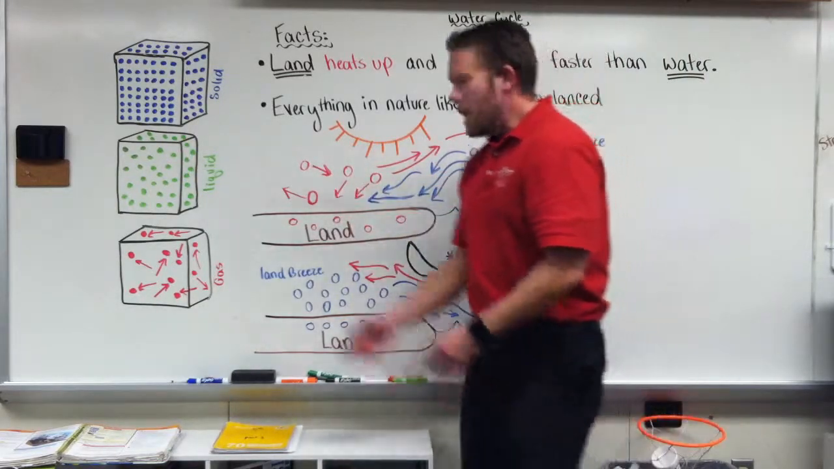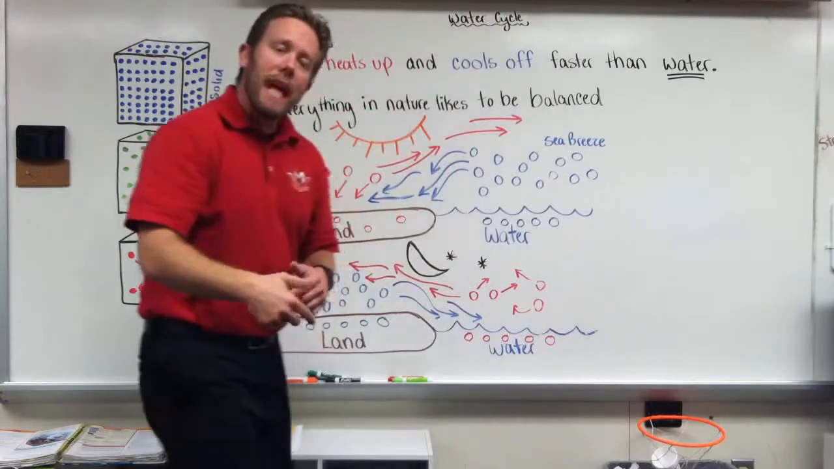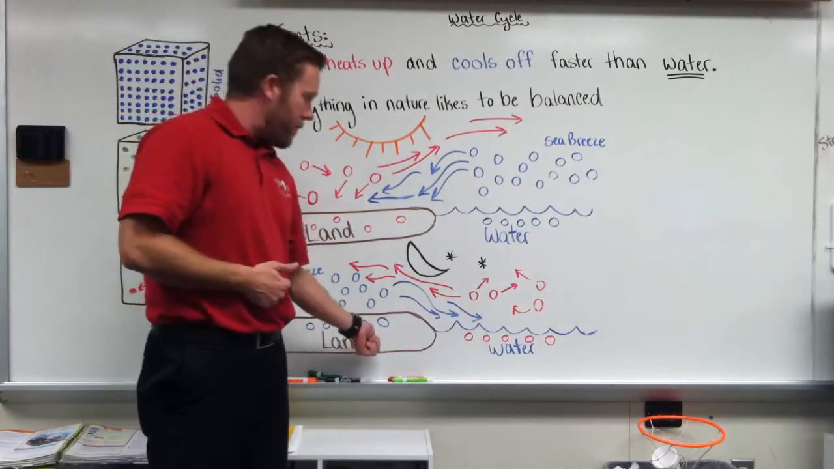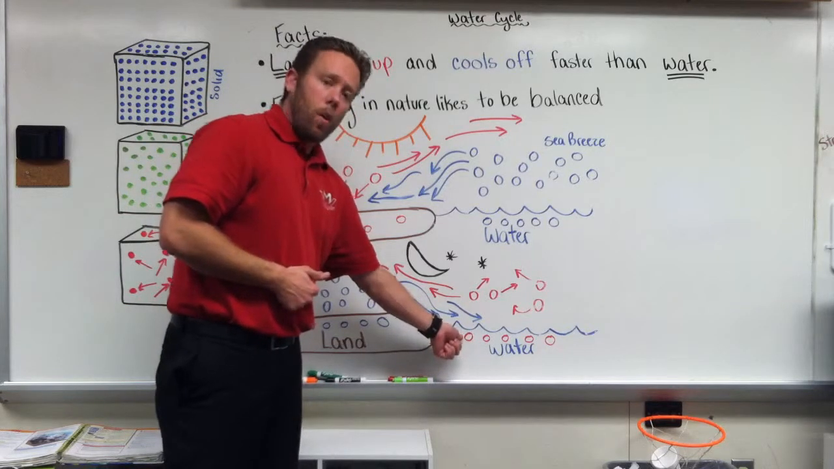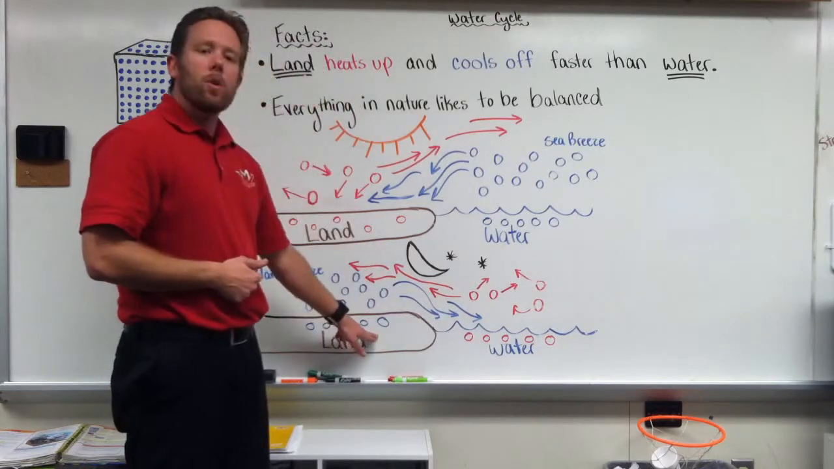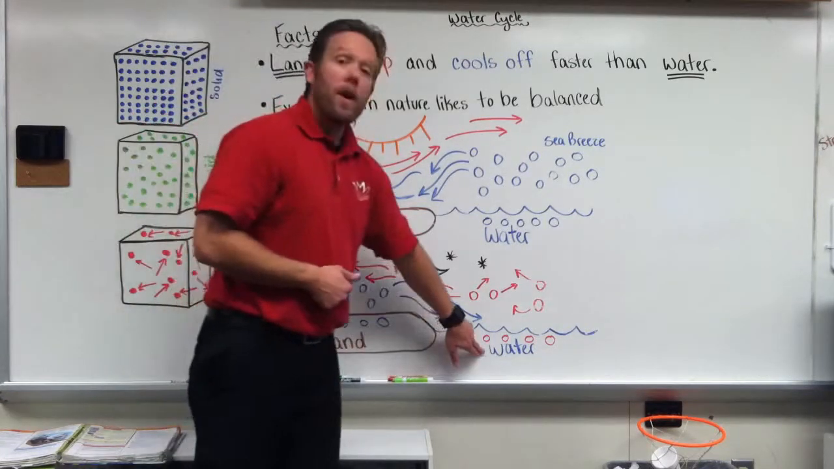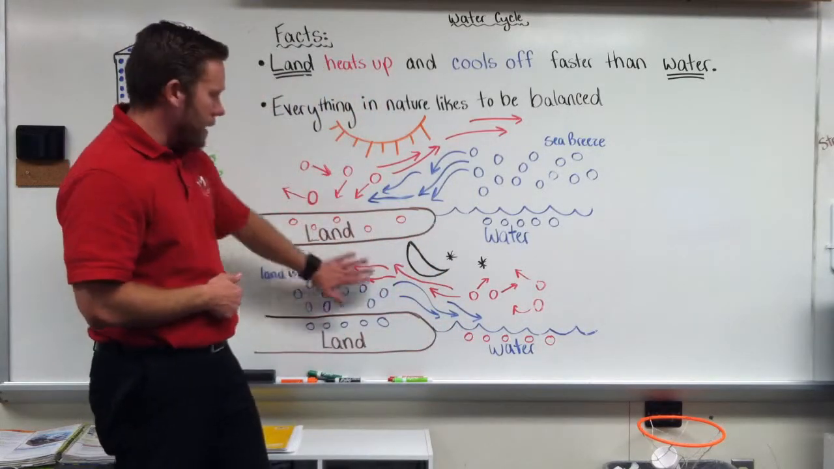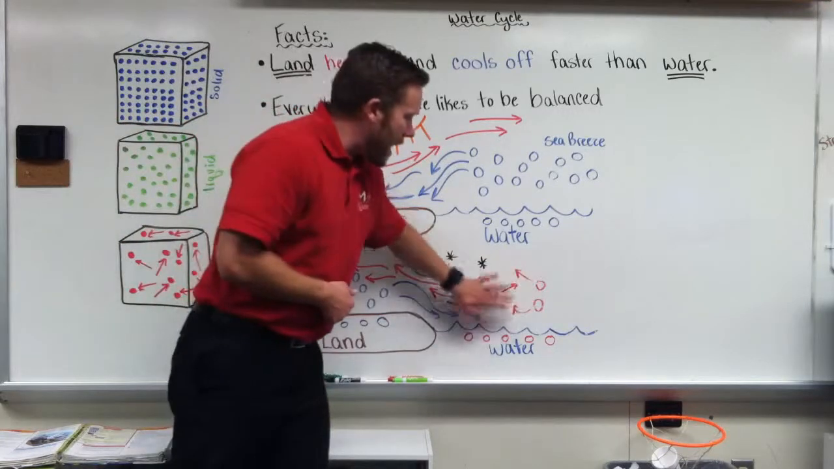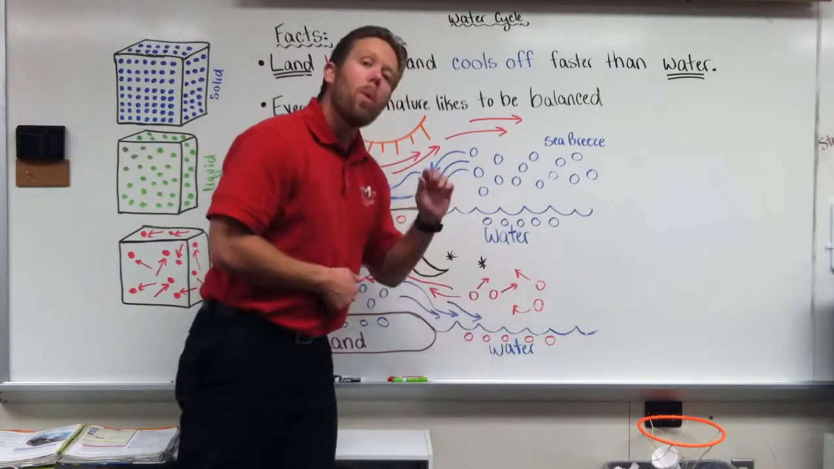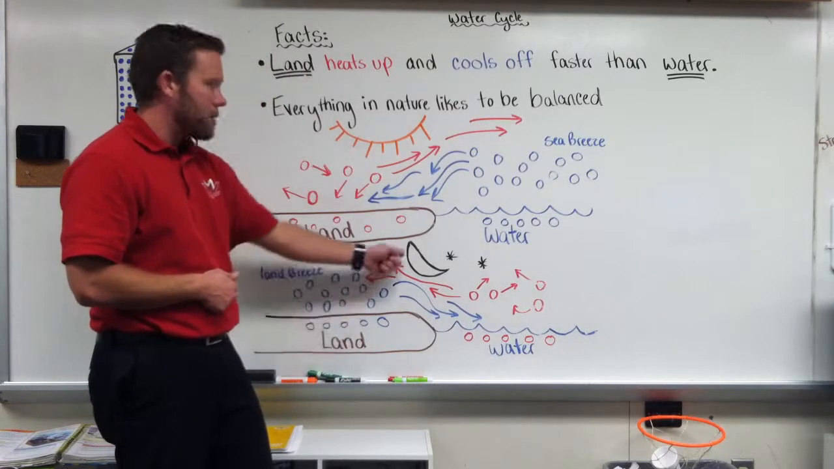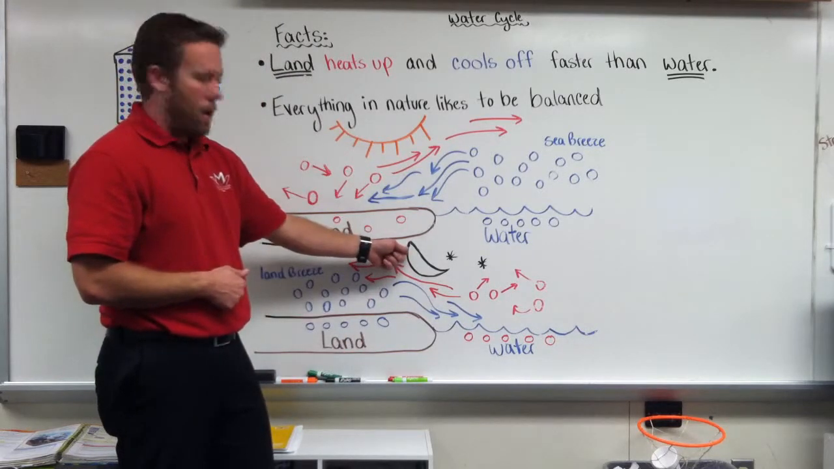Okay? Now basically the sun goes down, it is cooler out now, and land cools off faster than water. So land has the cooler molecules, water has the warmer molecules, and so the air above land is going to be cooler, and the air above the water is going to be warmer now. It's the opposite, because this cooled off faster because the sun went down.